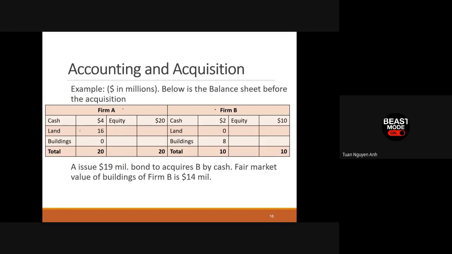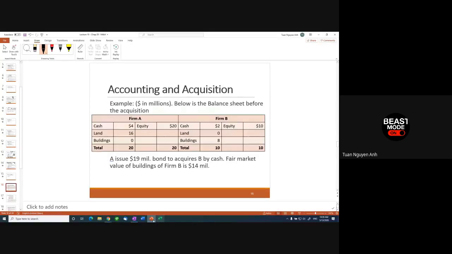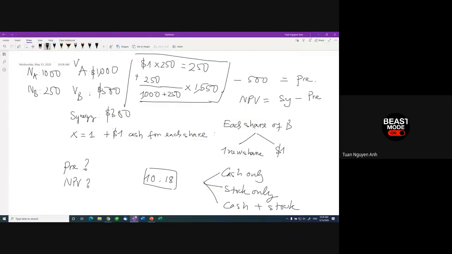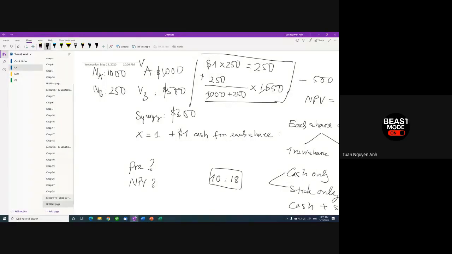And here is the example. Here is the balance sheet of firm A, and here is the balance sheet of firm B. And firm A issues a $19 million bond to acquire B by cash. So at the time they issue the 19 million bonds, the balance sheet of A will change. Okay, this is the note for this example.